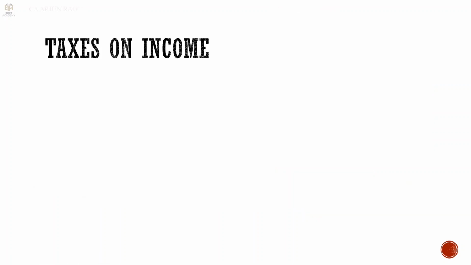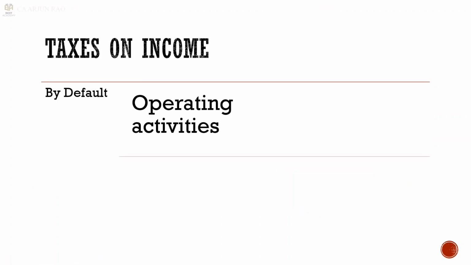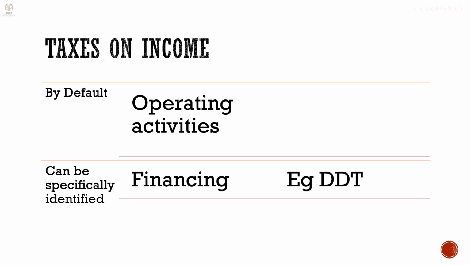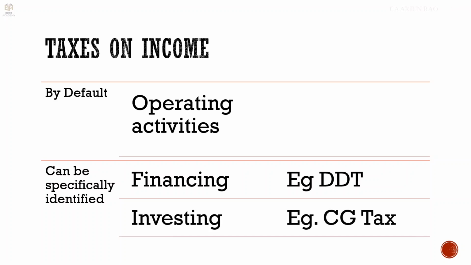Next is the treatment of taxes on income. By default, they are shown under operating activities, but if they can be specifically identified, they may be shown as financing, for example, dividend distribution tax, or under investing activities, for example, capital gains tax.